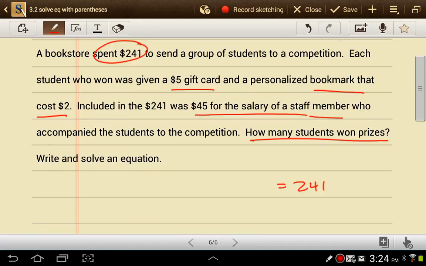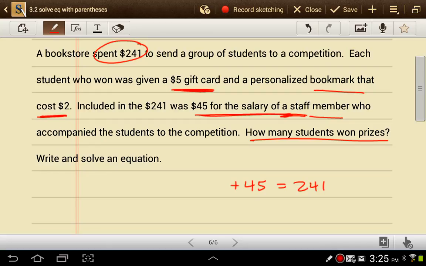Now what do I have in here? What are my parts? Well, 45, that's for a staff member. That's one. That's a constant. That is not changing. So that's my plus 45. That is for my staff member. That's $45. There it is. Okay? Now it says 241 is the total amount. That's for all the students to go, so not per student. So what do we have per student? We have two things per student. We have $5 gift card for each student, and we have $2.